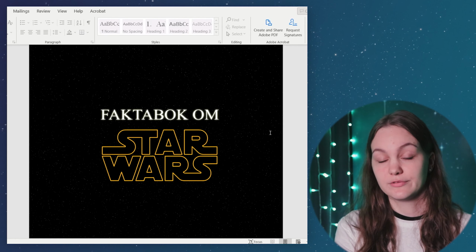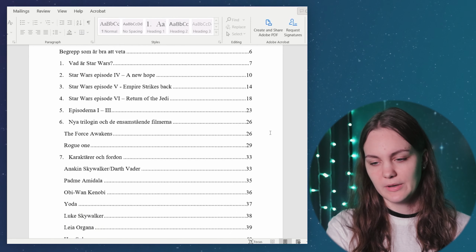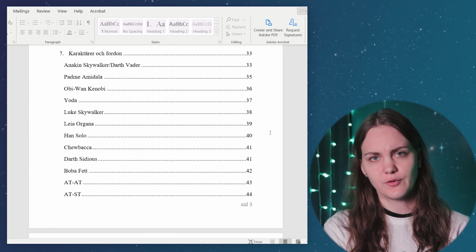Fact book about Star Wars. Okay, this was made in December 2016. Oh, how many pages do I have? Yeah, the minimum was like 10 pages and mine seems to be 44 pages. No? Okay, it keeps going.